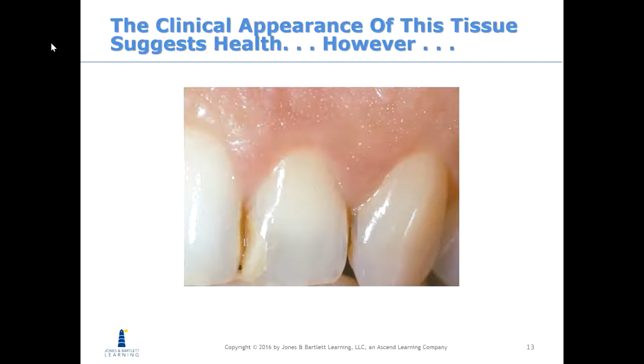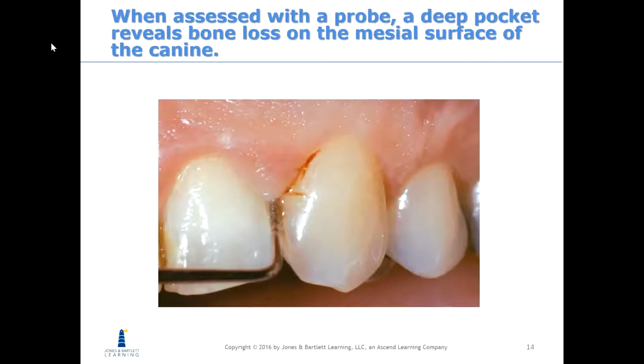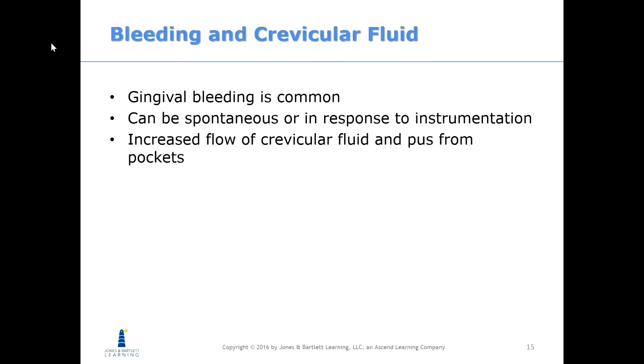This is a great image. The clinical appearance of this tissue looks really fabulous, maybe a little kind of pale pink, but once you insert the probe, you see a very deep pocket there. And assuming this is a 12 millimeter probe, we're looking at an 8 millimeter pocket.